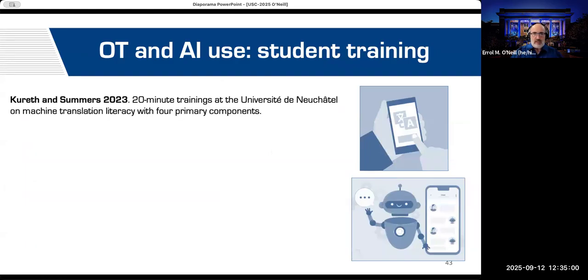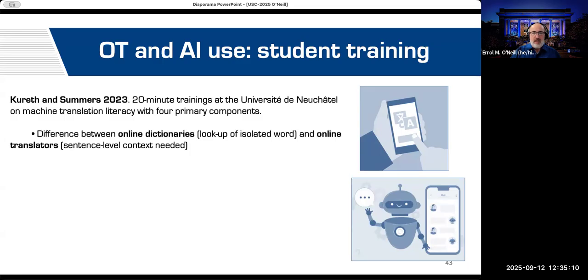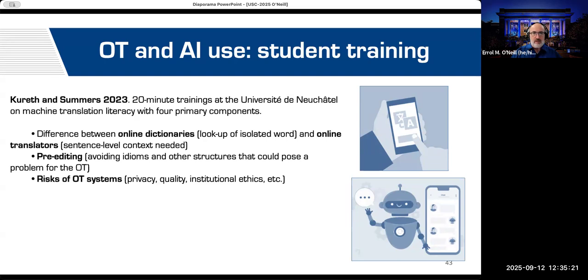One study here found that 20-minute trainings at the Université de Neuchâtel on machine translation literacy had 4 components. The difference between online dictionaries and online translators, and pre-editing, for example, avoiding idioms and other structures that are a problem for an online translator.